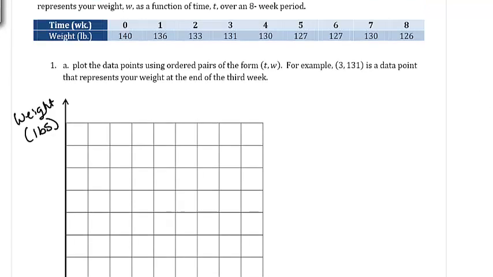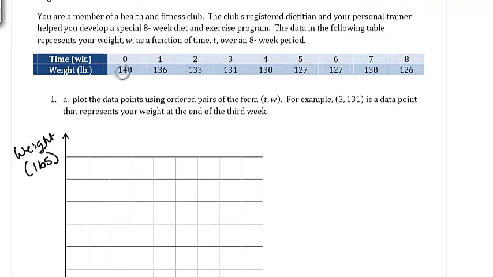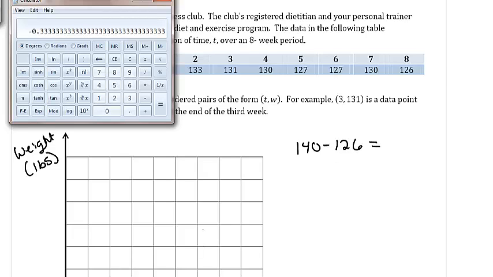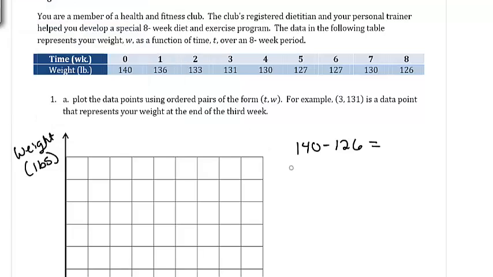And if we go back up to our table, my top weight is 140, and then you see we are going down, and the lowest that I ever get to is 126. So in order to figure out how to scale my y-axis, I want to take my largest weight, 140, and subtract from that 126. When I do that subtraction, 140 minus 126, I get 14.